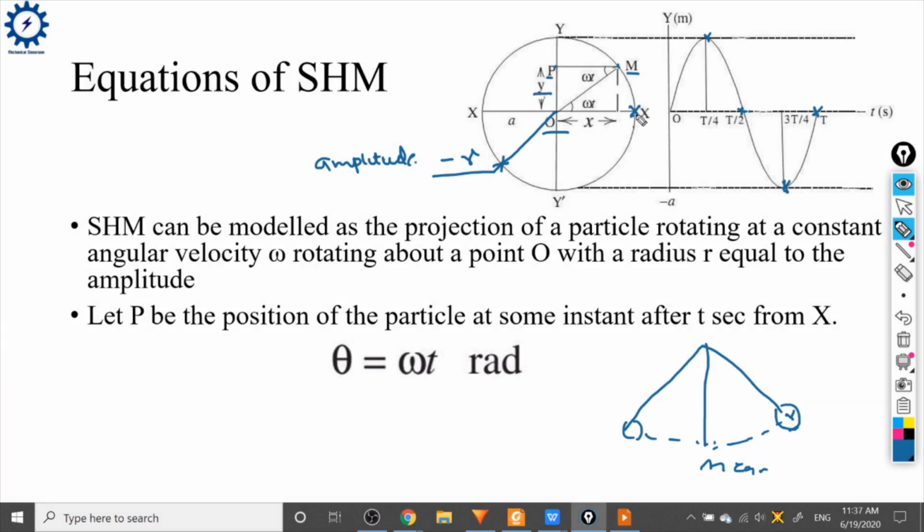As the particle reaches point M, the angle traced by the particle is omega t. We know the relation between theta and omega t. We know omega is equal to theta by t. Angular velocity equals angular displacement by time. So we will be getting theta equal to omega t. So omega t is nothing but theta. So we will be getting this relation at this position. Value of theta is omega t.